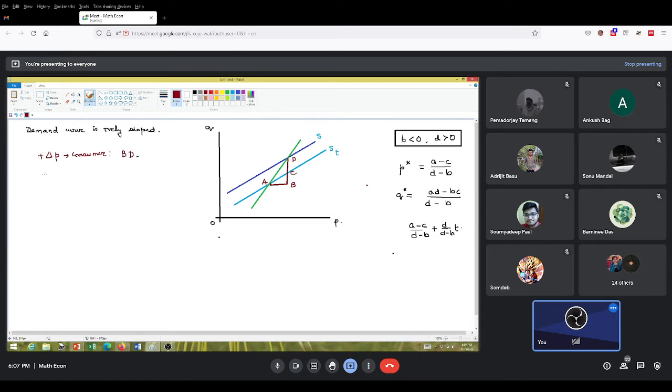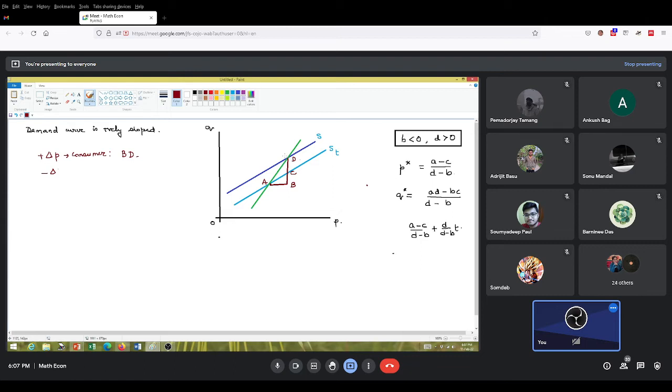So this is plus. Sir, I didn't understand this part properly. Can you explain once more, the last part? Yes, what you can see is this is the original price A, where the demand curve and supply curve are intersecting.